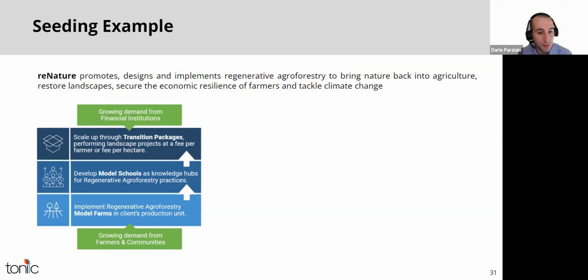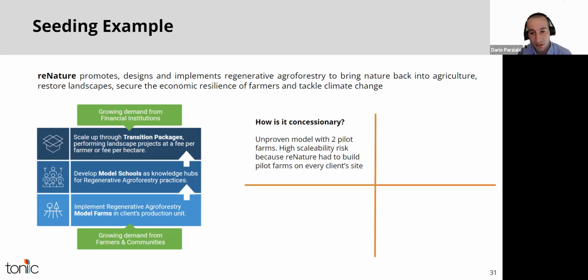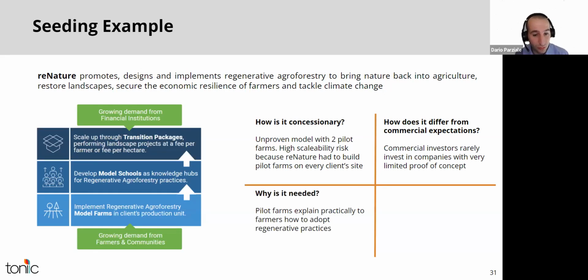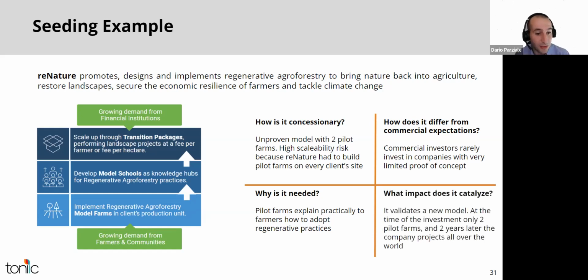It is a concessional investment because there is an unproven model. Only 2 pilot farms at the time of investment, so investors perceived high scalability risk because of the capital expenditure needed to build a farm at the client site. It differs from commercial expectations because such a model might have been easily overlooked by commercial investors who would have demanded greater proof of concept. It is needed because without pilot farms to explain practically to the farmers how they can adopt regenerative practices, the farmers wouldn't have had the training necessary to make the transition. And the impact that it catalyzes is to validate a new model. At the time of the investment, the company only had 2 pilot farms, but 2 years later, the company had projects all over the world.